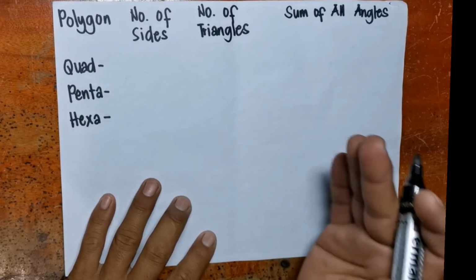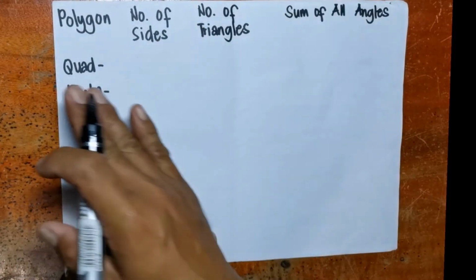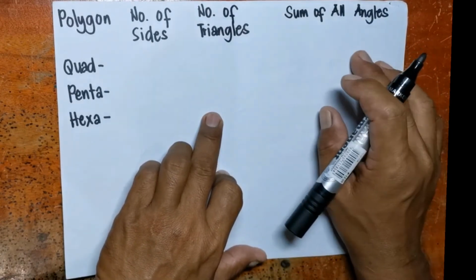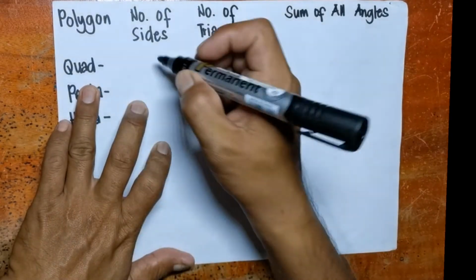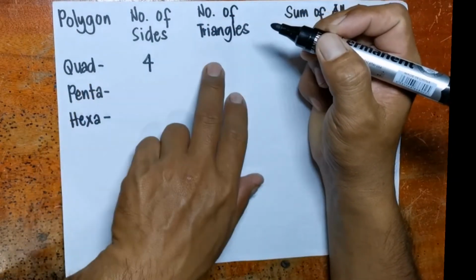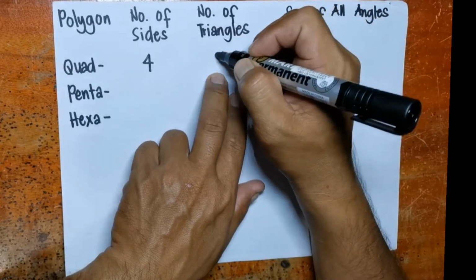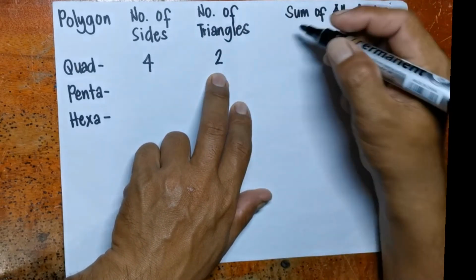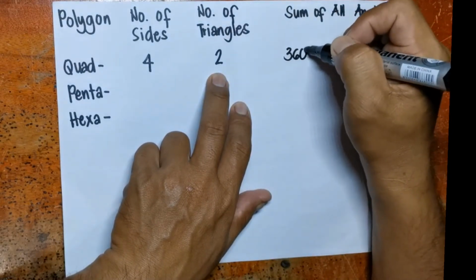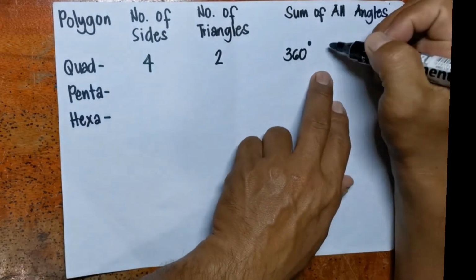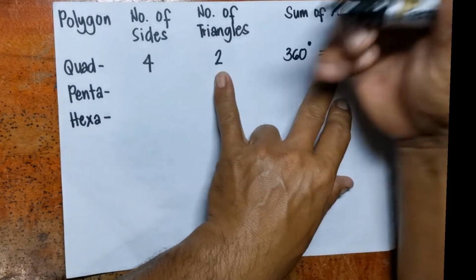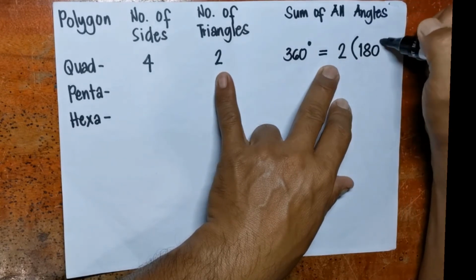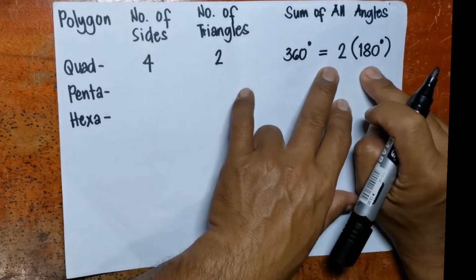Alright, so now we are going to make a table showing the number of sides of the polygon, the number of triangles formed, and the sum of all its interior angles. So for quadrilateral, the number of sides is 4, and the number of triangles we have formed is 2. And since dalawa yung triangles na na-form natin sa quadrilateral, the sum is 360 degrees. How did we get 360? That is dalawang triangle times 180 degrees, since ang bawat isang triangle is equal to 180.